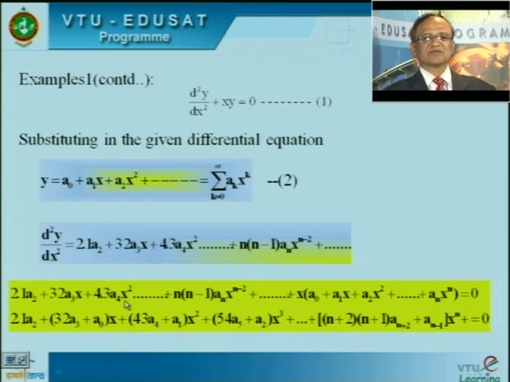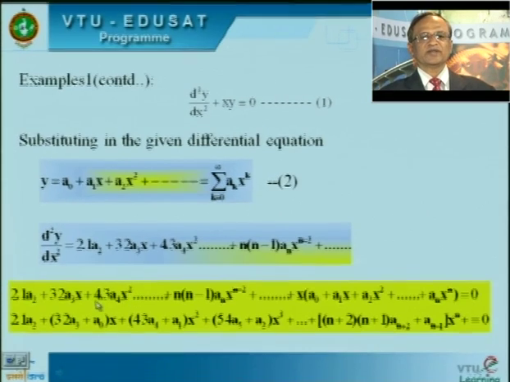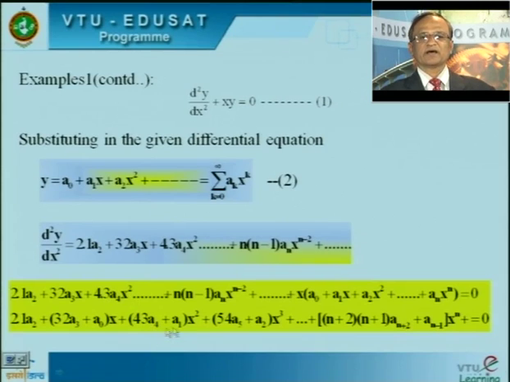Exactly in the similar way, now I want to collect what are the coefficients of x to the power 2, 4 into 3 into a4, right. And similarly, here also I want to identify what are the coefficients of x square. a1x into x means a1x square. So it means the coefficient of x square is a1, what I have written here, 4 into 3 into a4 plus a1 into x square. Similarly, now I want to identify what are the coefficients of x to the power 3. So I will get 5 into 4 into a5 plus a2 into x to the power 3 and so on.